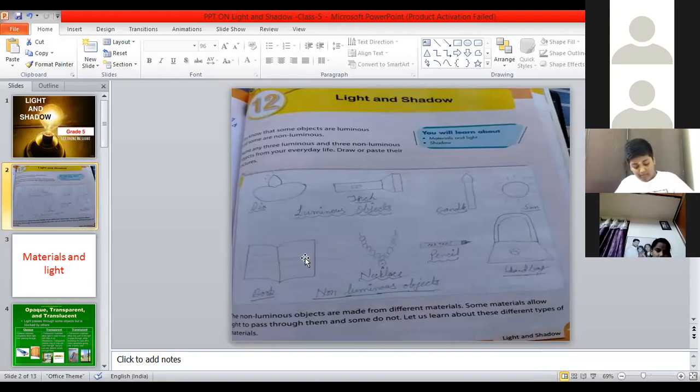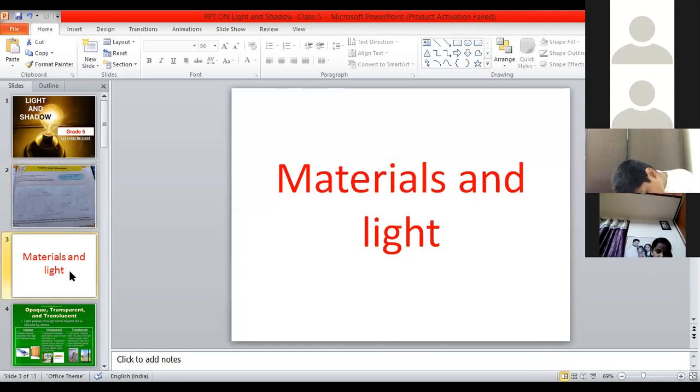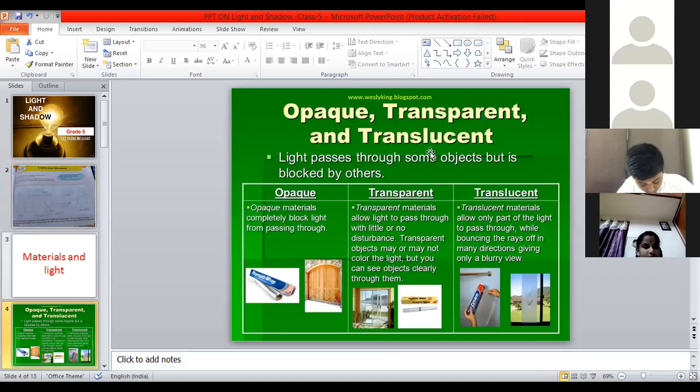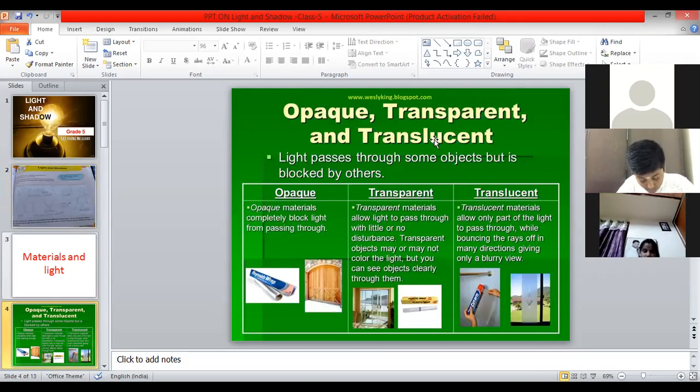Based on that character, these materials are mainly categorized into 3 types. Into how many types, children? 3 types. That is the topic, materials and light. What are those 3 types? Transparent, translucent, opaque. Based on the property of allowing light, the objects are categorized into 3 types. What is the meaning of transparent materials?